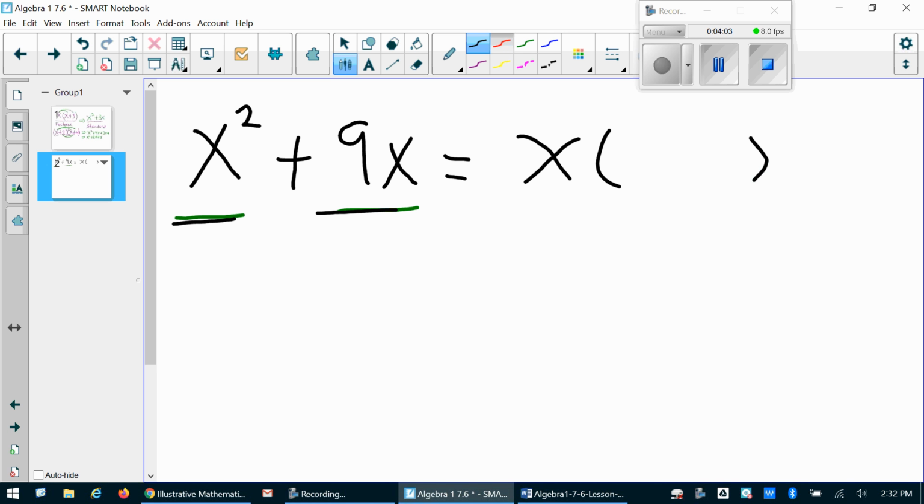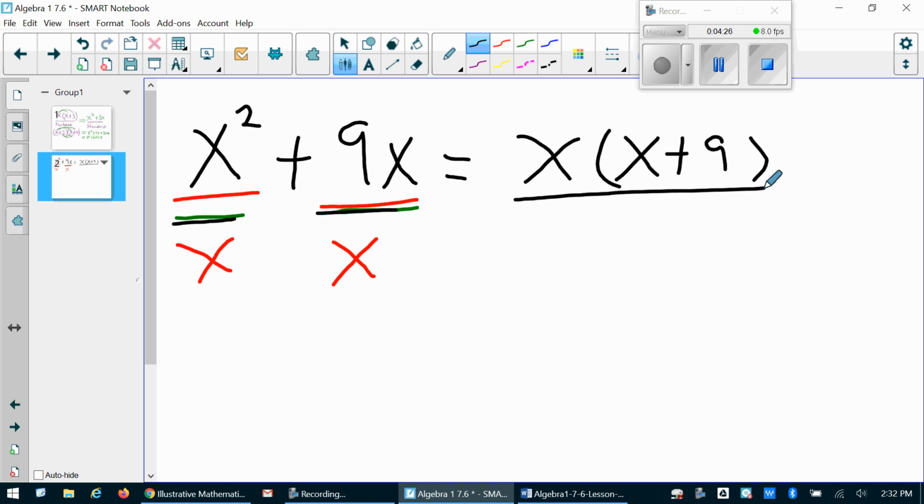We don't want to write divide by x, because if I plug in a 0 for x at any point, then I'm breaking our biggest algebra rule, which is dividing by 0. But this is technically what we're doing. X squared over x is x. 9x over x is plus 9. We went from standard form to factored form, and that would be my final answer.